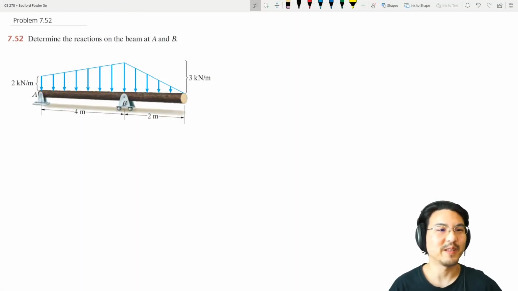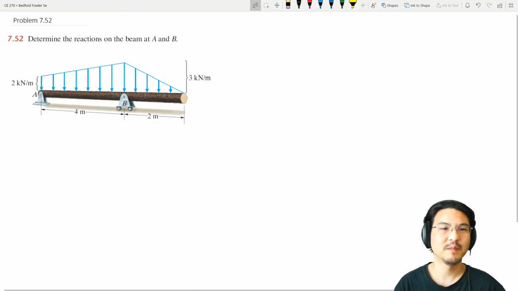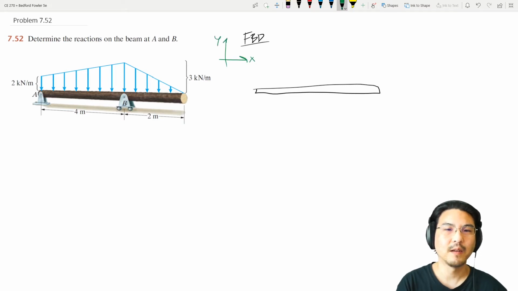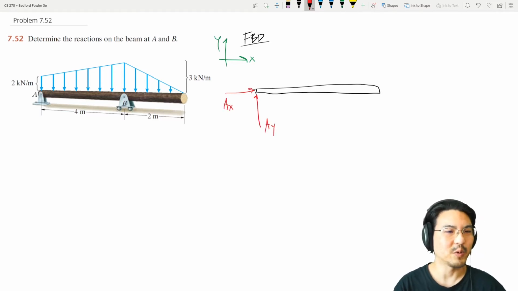Everybody, let's try this distributed load problem. So let's start with the free body diagram. There's a bar. I'm going to pick coordinates like this. Okay, there's a pin at A. I'm going to decompose that reaction into X and Y components. There's a roller at B over here, normal to the surface.